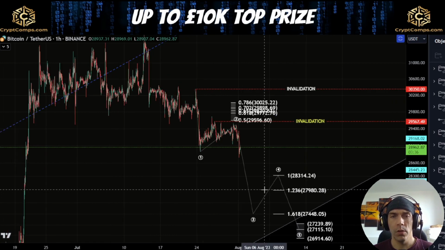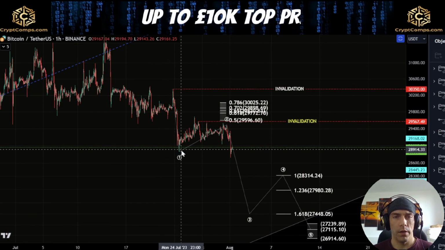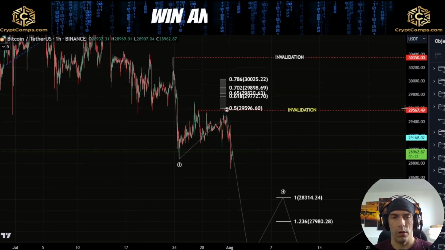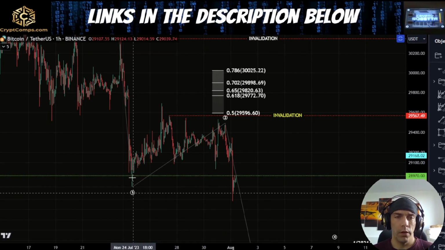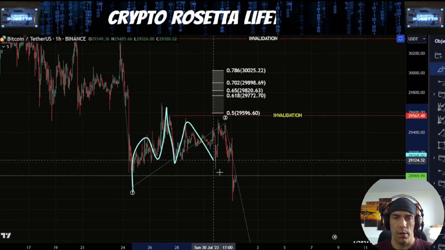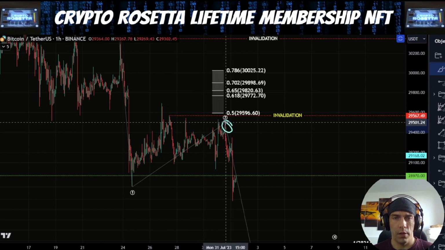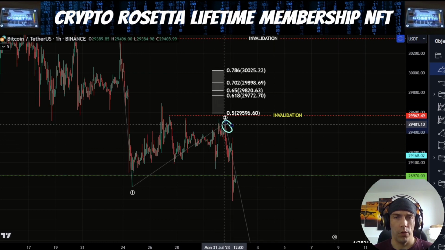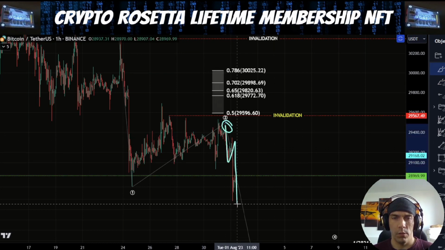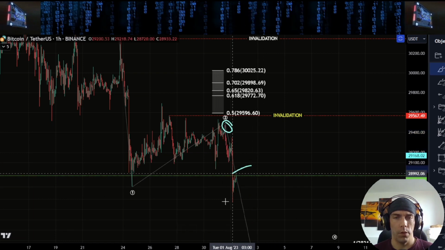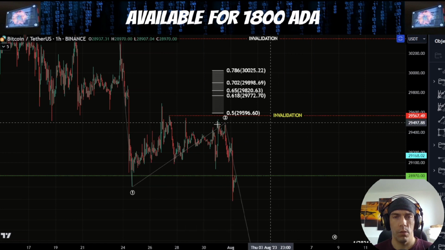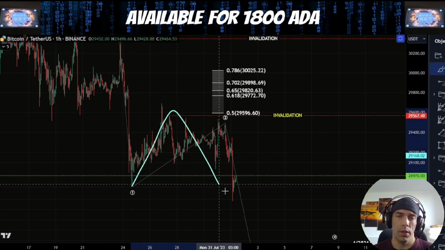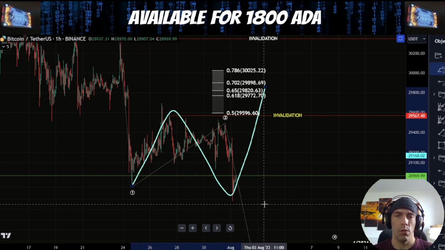Now, if we are looking at this move over here, saying that we're looking at this as potentially a 1 and a 2, the problem then becomes is how we count this. So we'd have to then count this as W, X, A, B, and C. Now, if this is the case, what we'd be looking for then is our high point to be here, and we'd be saying that this is 1, 2, 3, 4, and 5. So we need to see another fifth wave to the downside to confirm that, because at the moment we just have three-wave structure.